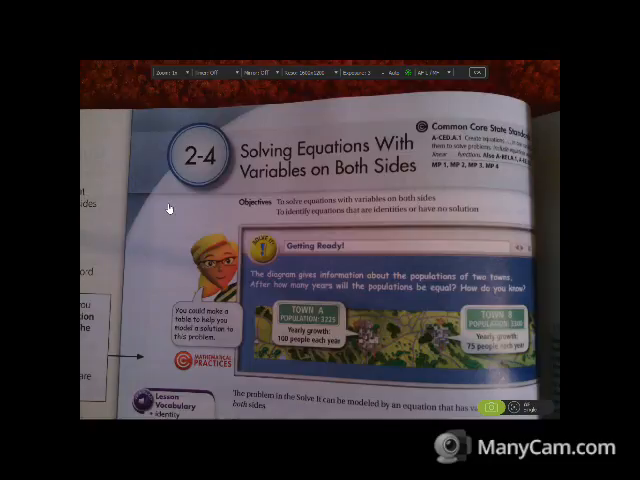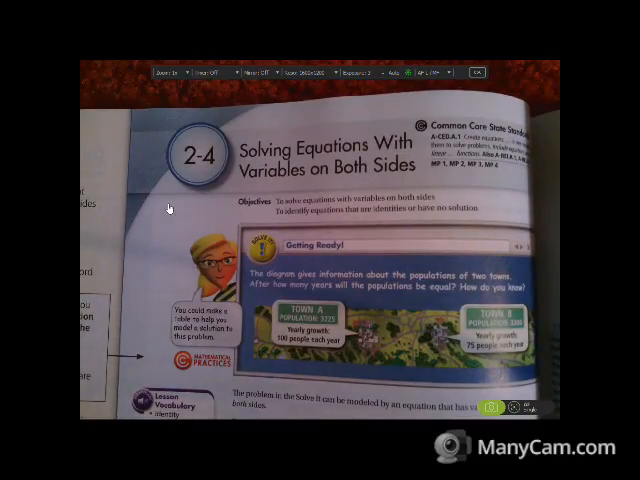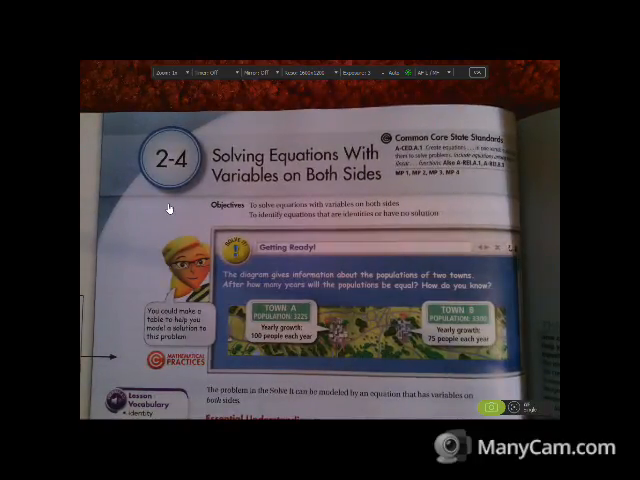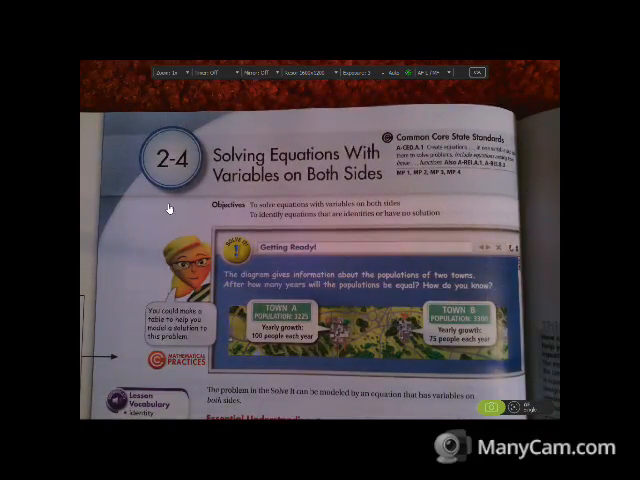Alright, so we're in section 2.4, solving equations with variables on both sides. The diagram gives you information about the populations of two towns. After how many years will the populations be equal? How do you know? So, town A, the population is 3,225, with 100 people coming each year.